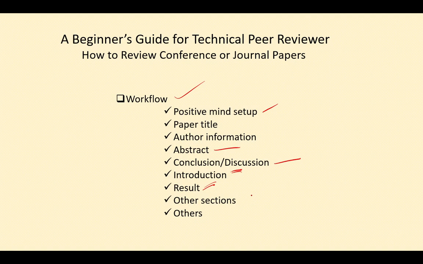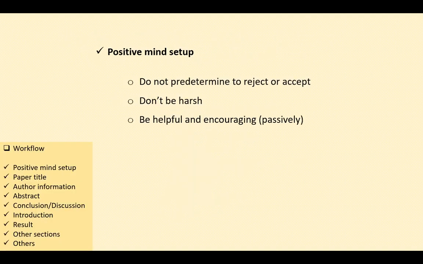But it happens to me, maybe I'm reading the abstract and the conclusion, then I jump to introduction, then I read all the papers, and then result and the conclusion again. So it happens, sometimes works in that way too, but in general, read the abstract, then conclusion, then introduction, then result, and then rest of the papers, and then pay attention to some specific areas. So what does it mean by positive mind setup?